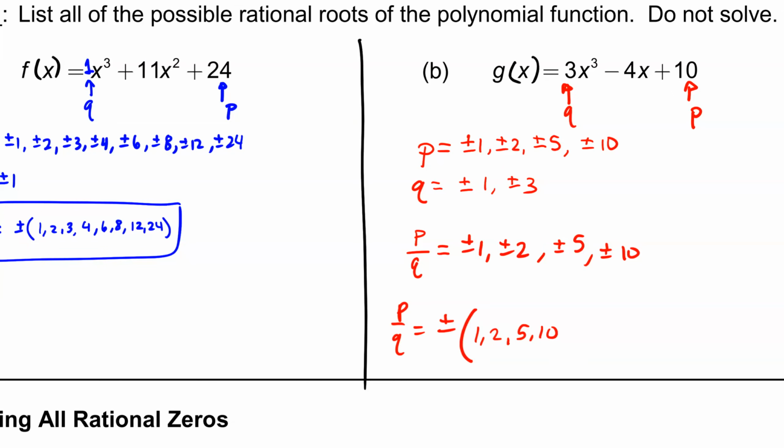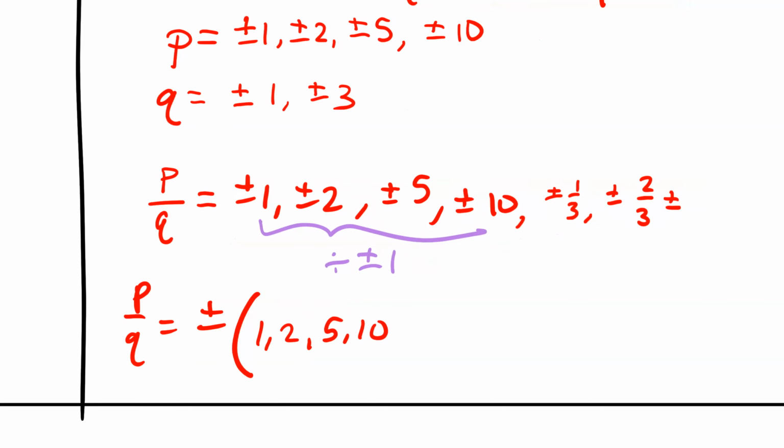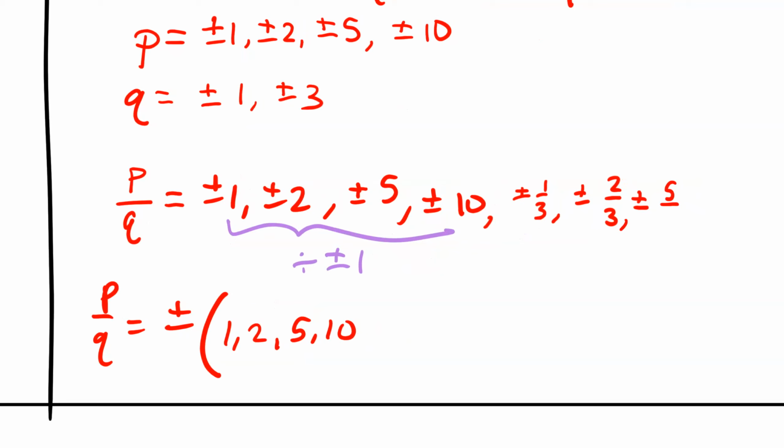Okay, so all of these, this is when I was dividing by plus or minus 1. But you have to divide all the factors of P by every factor of Q. So now I have to go through and divide every single one by 3. To take all of them and divide by 3. So I have plus or minus 1/3, plus or minus 2 over 3, plus or minus 5 over 3, and plus or minus 10 over 3.